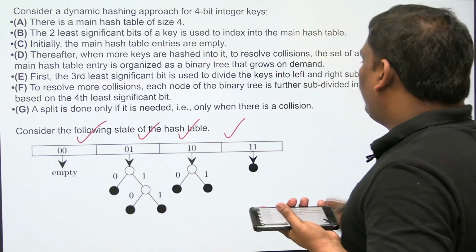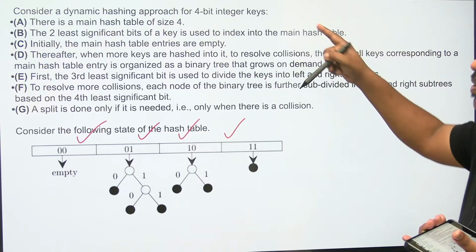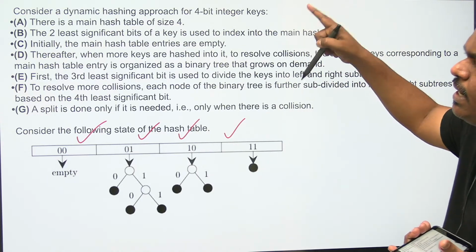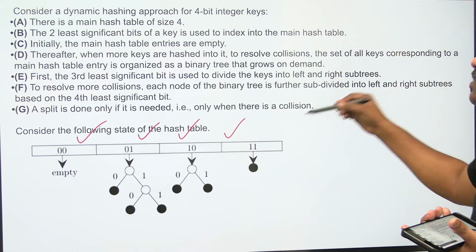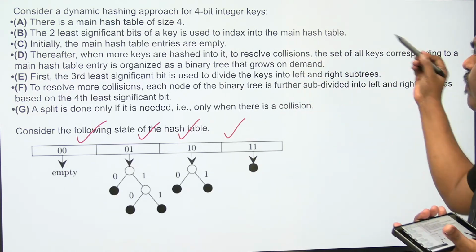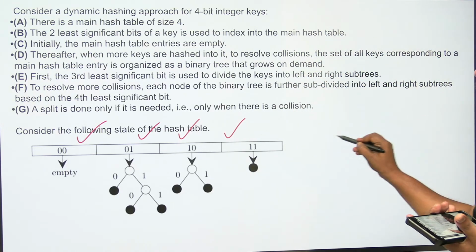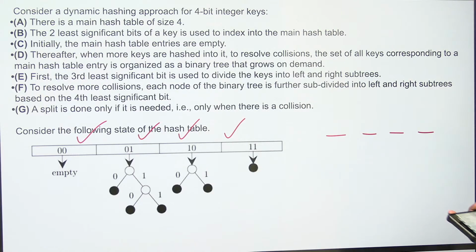Next, if I give any key, listen. Consider a dynamic hashing approach for 4-bit integers. What is the meaning? In this particular table, every key that comes contains 4 bits. Out of those 4 bits, see what he is saying. There is a main hash table of size 4.